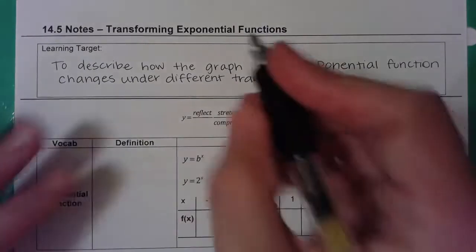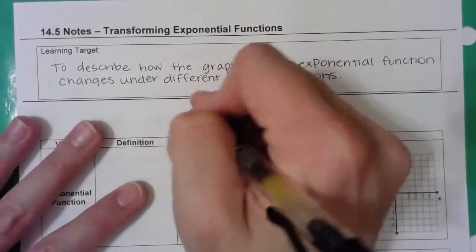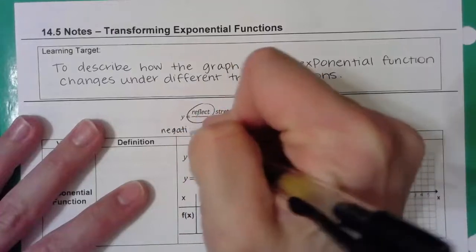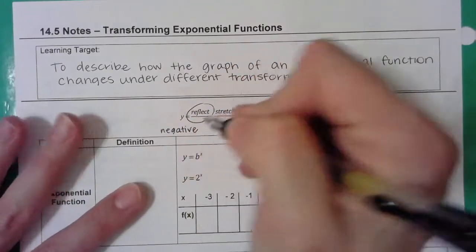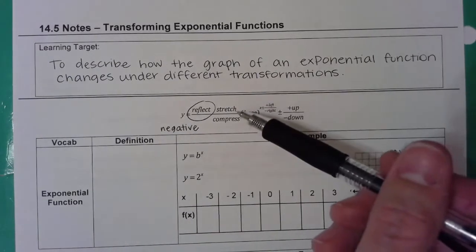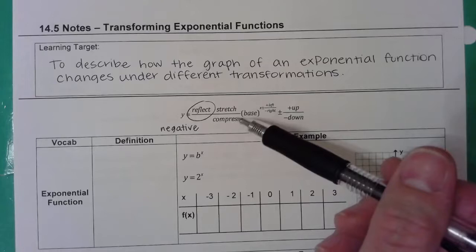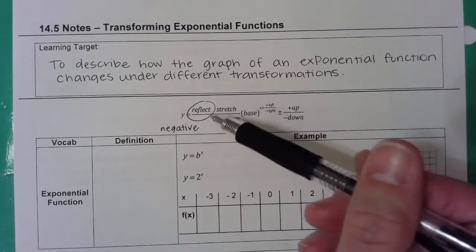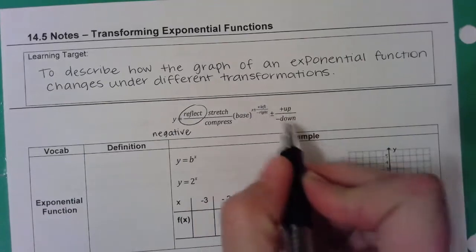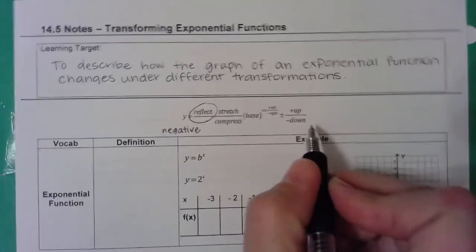So the first one is where it says reflect right there. Anytime you have a negative out front, it can cause the graph to flip or reflect across the x-axis, so it can flip the graph upside down. The next thing that can happen is either a stretch or a compression, and so we'll practice looking at different examples of what stretches and compressions mean as we go through the notes today.